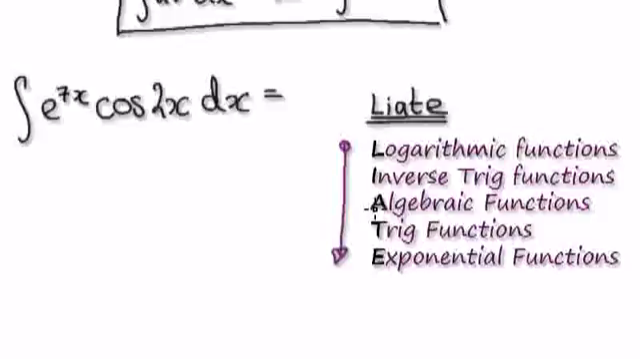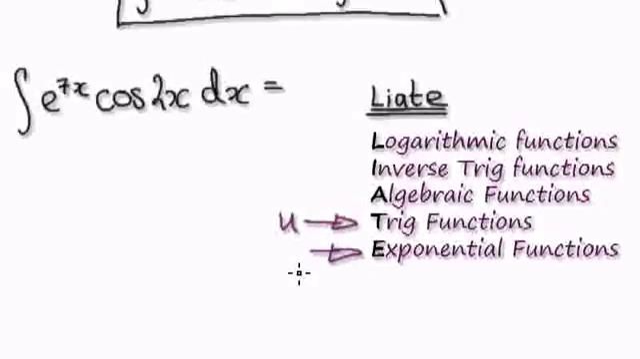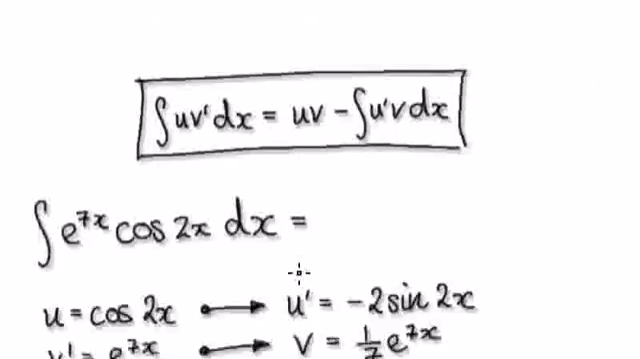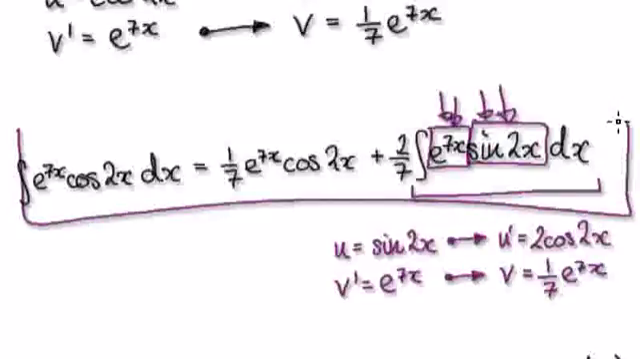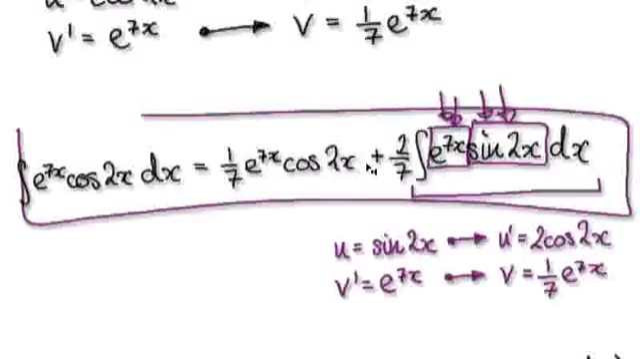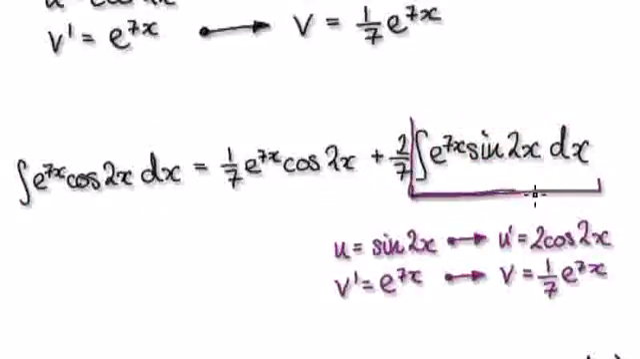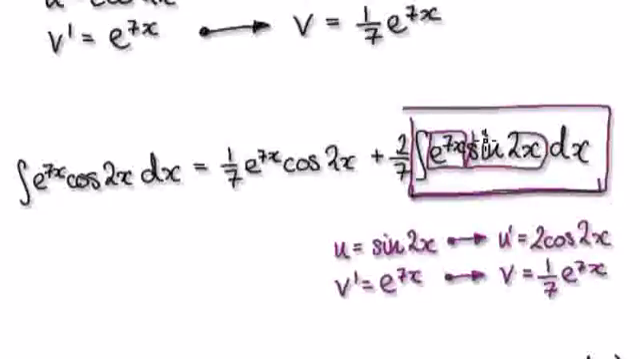Now we've got a trig function versus an exponential function. Because the trig is above the exponential, we should make this to be our u. Okay, so going back to here, we are currently at this stage, but we still need to evaluate this. So here, make this to be our u.